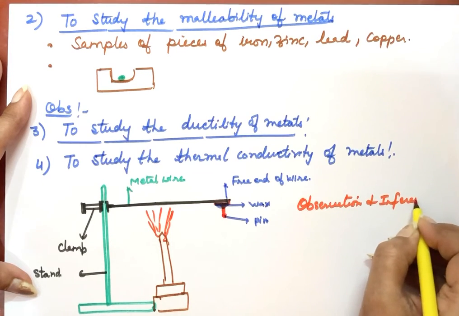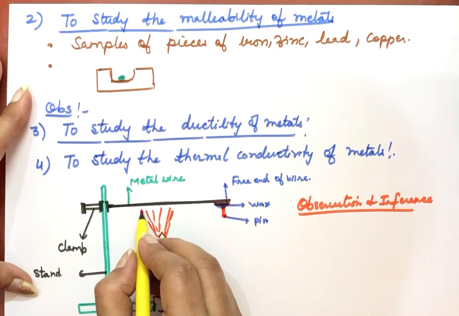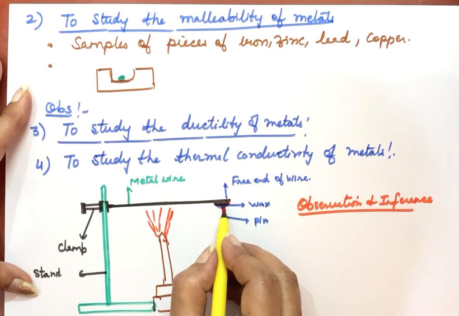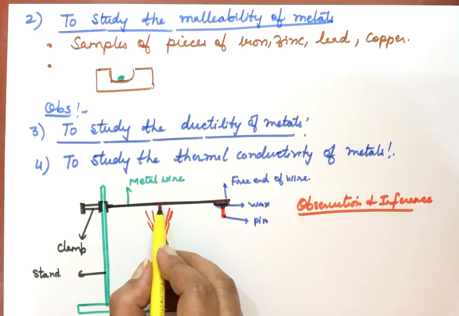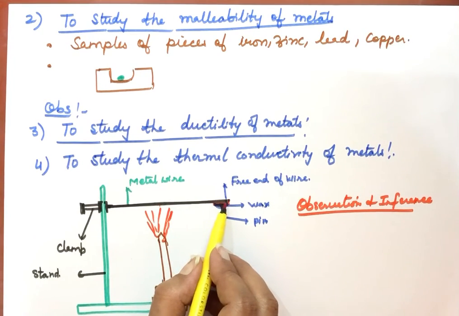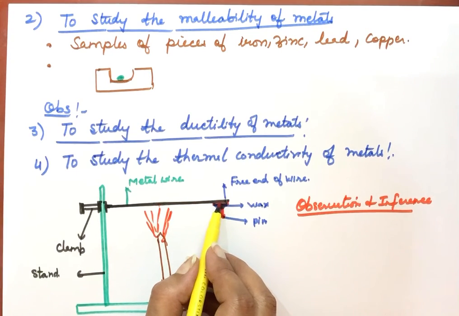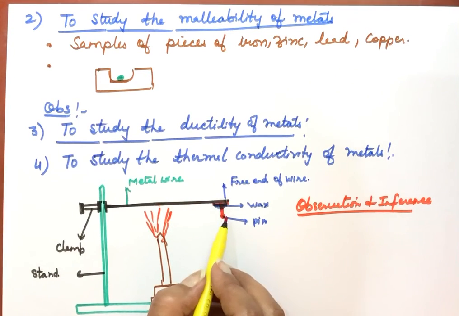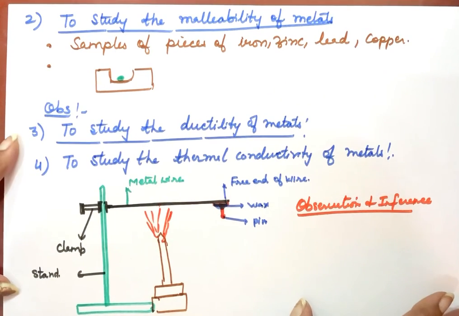Observation and inference. When one end of the wire is heated, the wax on the other end will melt and the pin gets detached from this wire. This can happen only if the heat from this end can move to the other end. That means metals are conductors of heat. That is why the wax will melt and the pin will detach. This shows that metals are good conductors of heat. This we can prove from this investigation.